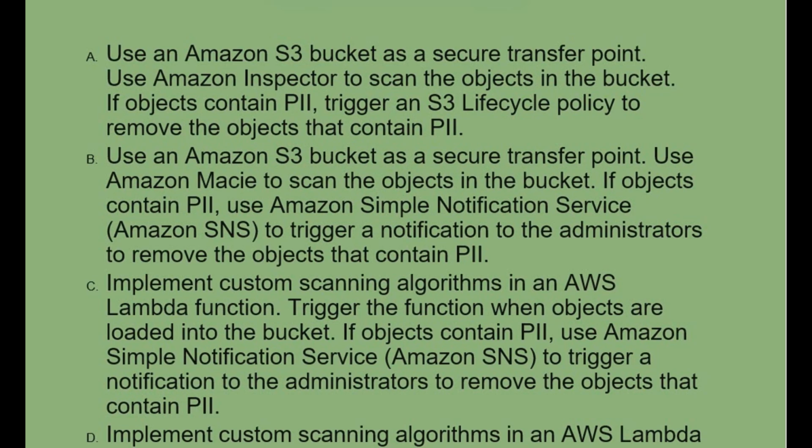Option C, implement custom scanning algorithms in an AWS Lambda function. Trigger the function when objects are landed into the bucket. If objects contain PII, use Amazon Simple Notification Service Amazon SNS to trigger a notification to the administrator to remove the objects that contain PII.